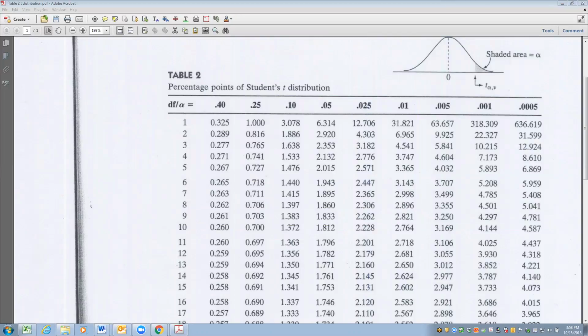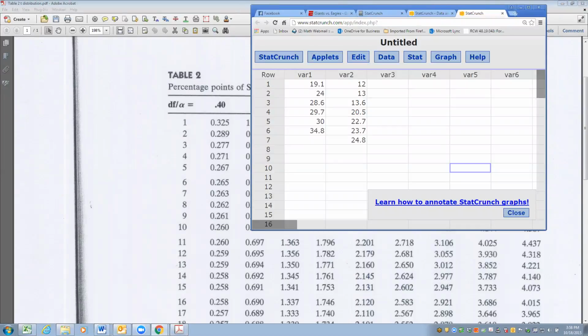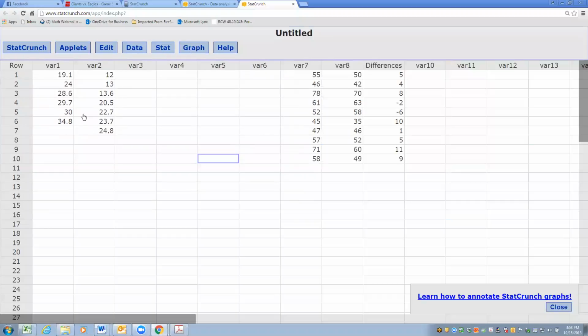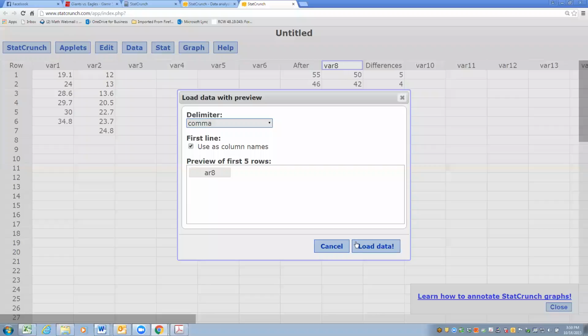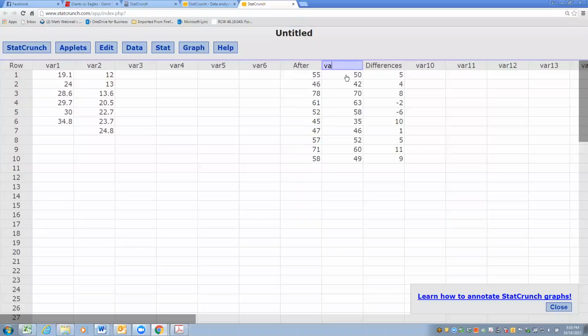If I were doing this in StatCrunch, I could put my data in the 2 columns. So this is the before, or excuse me, this is after, and this is before. And you can see there's a difference column here.